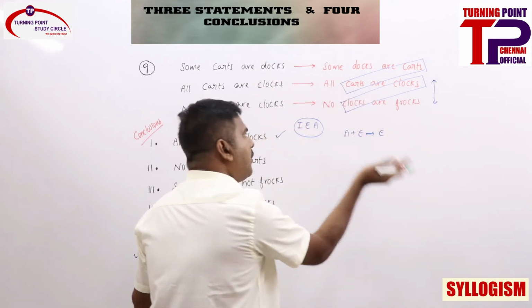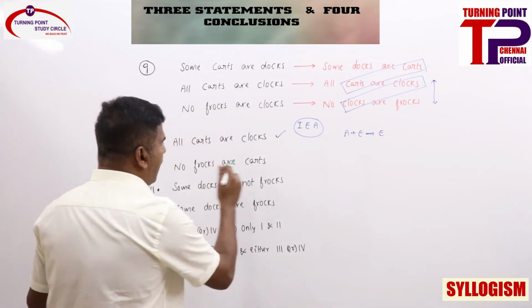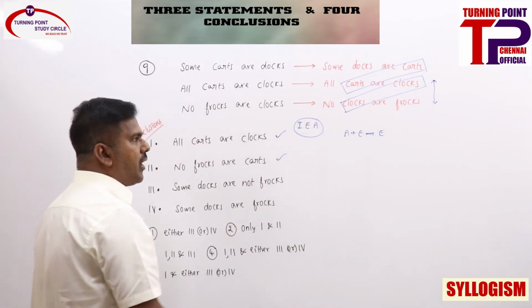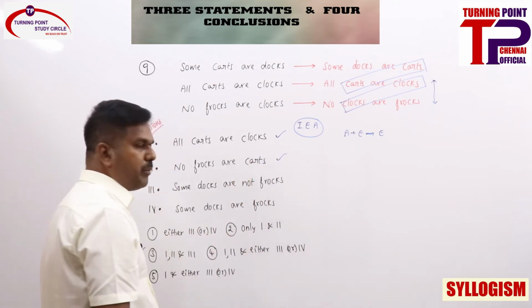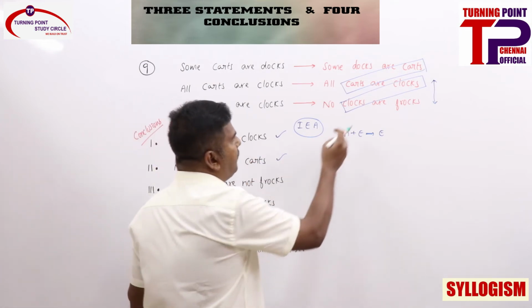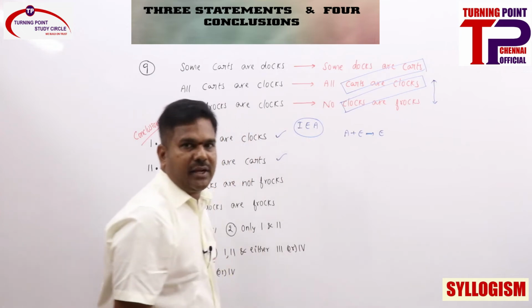No cards are frogs. It can be converted as no frogs are cards, or some cards are not frogs, some frogs are not cards. That has not been given. So the second conclusion directly follows from statements 2 and 3.